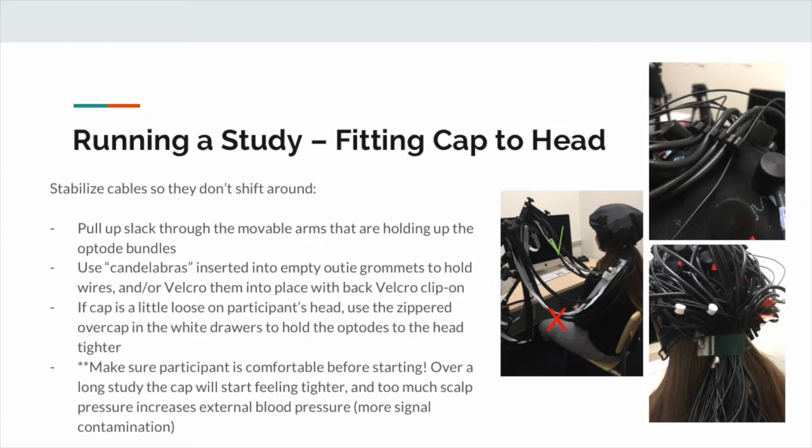And then we also have this Velcro system that has two clips on one side and then there's Velcro between them. If you Velcro all of the cords into there, and again pull up a little bit of slack in front of those, then anytime the participant moves their head, that's going to be the rotation point for the wires instead of each individual optode head. So if they're moving, stuff that's above the Velcro is going to be much more resistant to the participant's motion than below it.